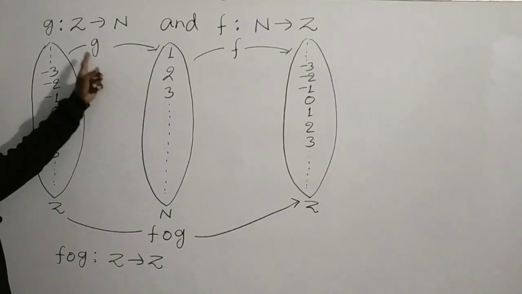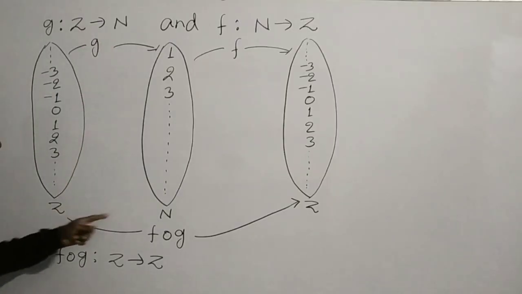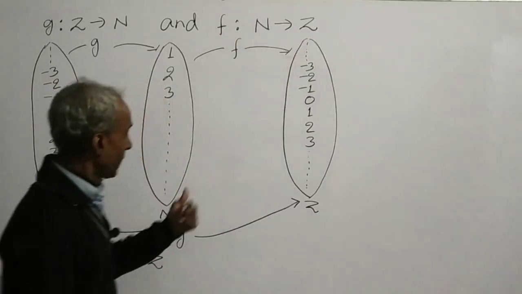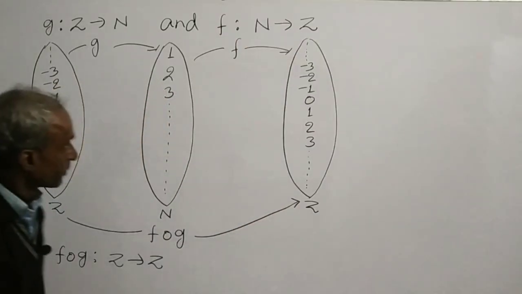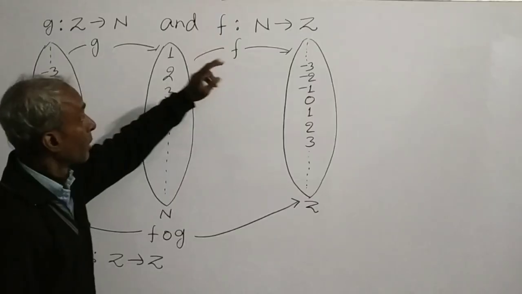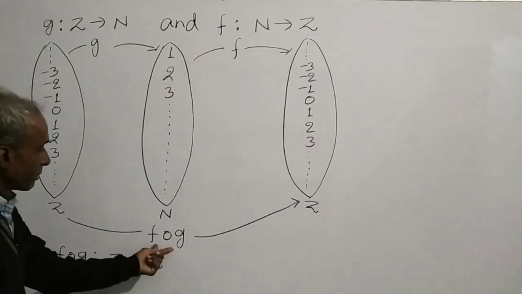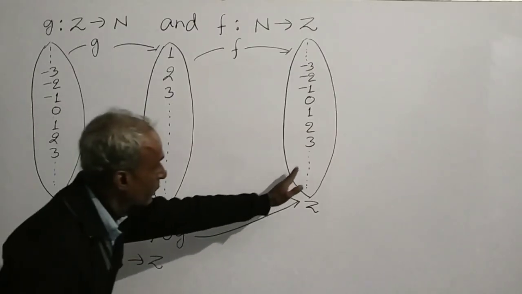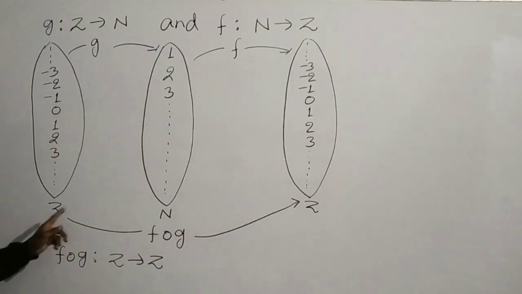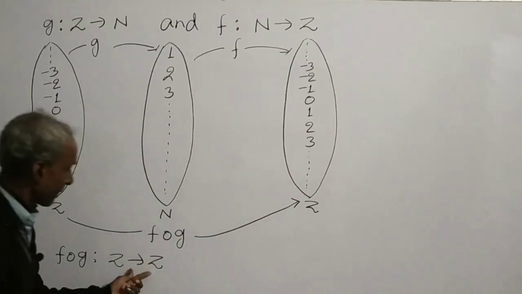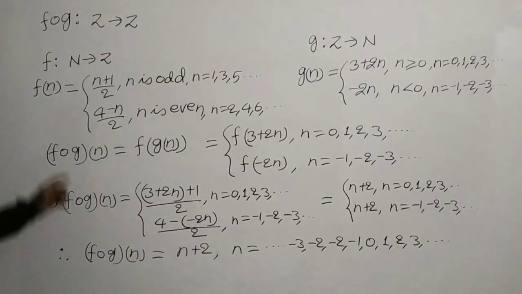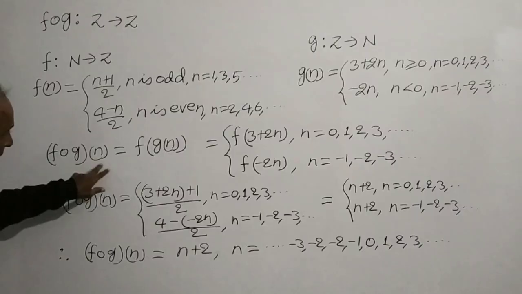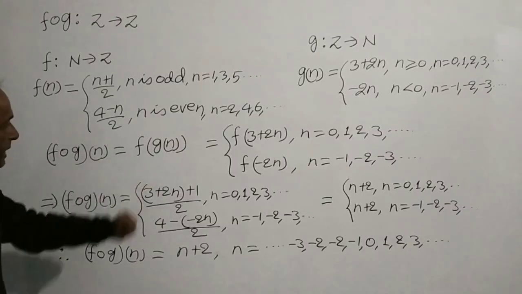Since g is a function from Z to N, and f is a function from N to Z, therefore fog will be a function from this set to this set, that means from Z to Z. fog(n) means f(g(n)).